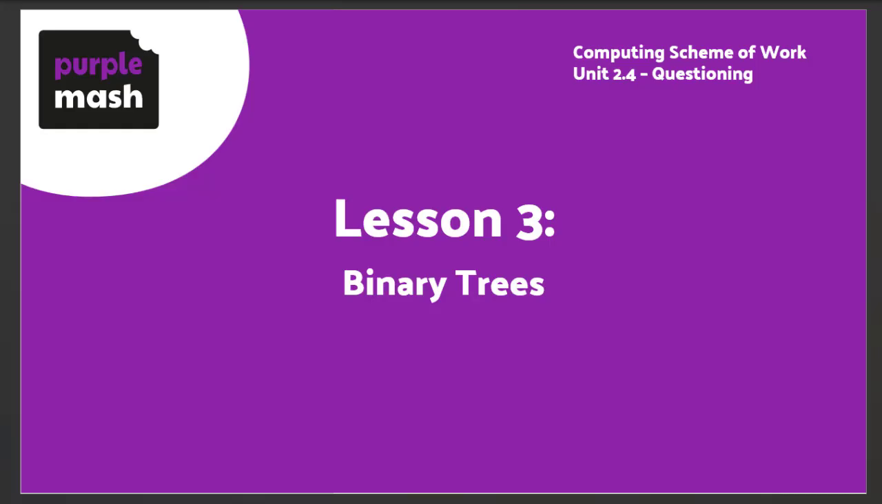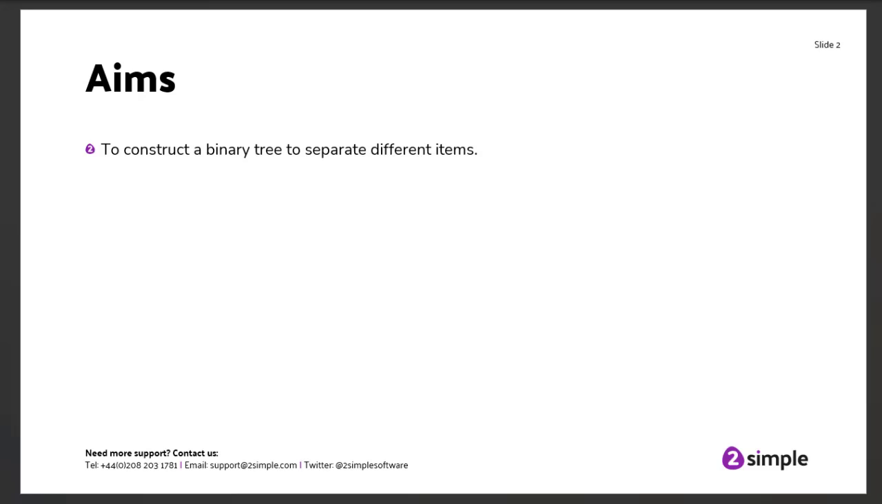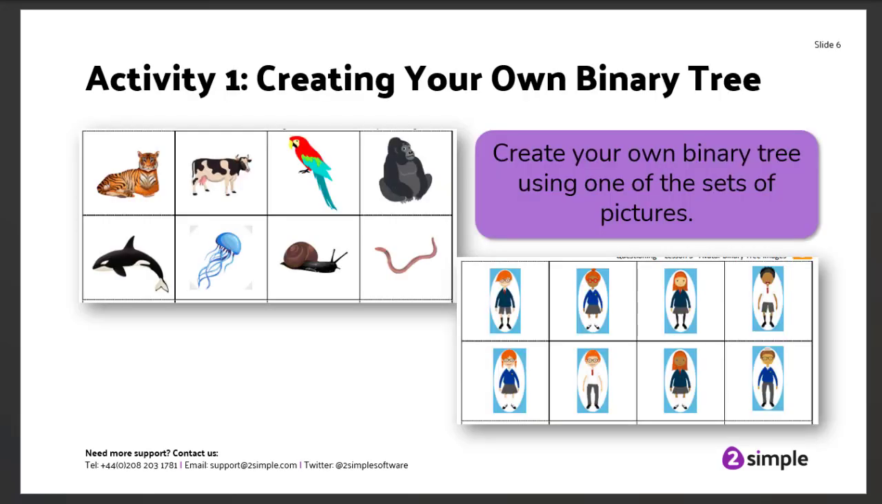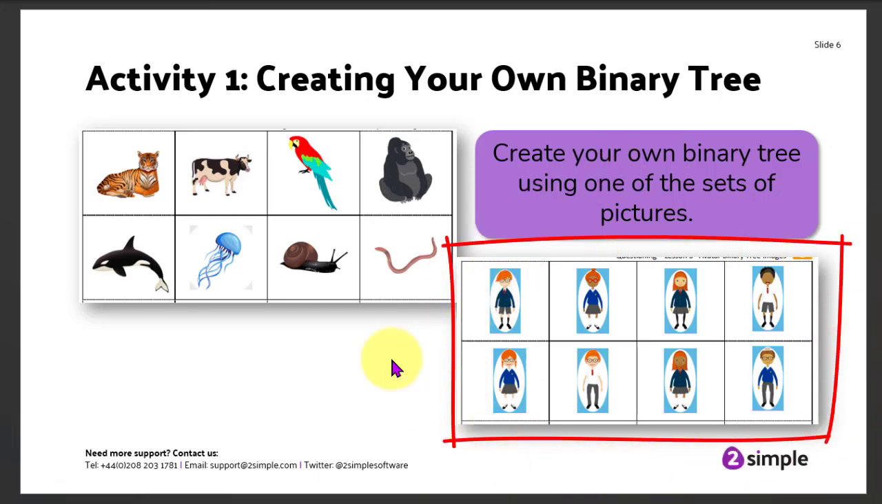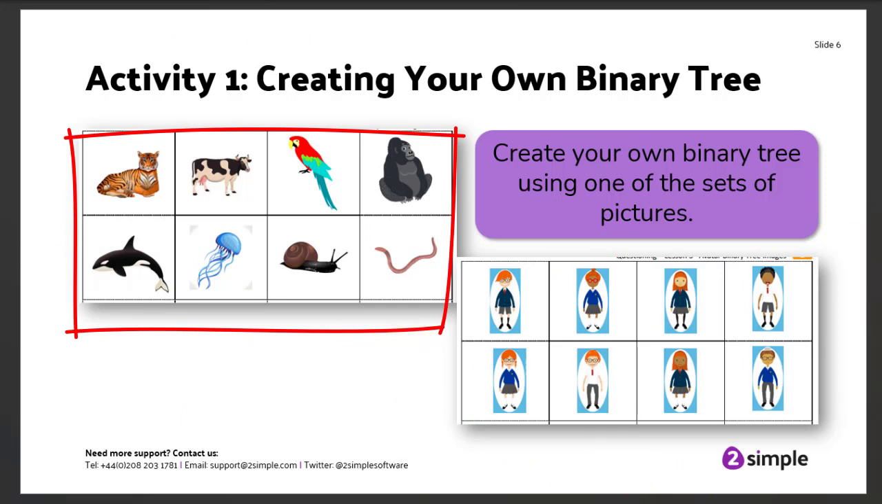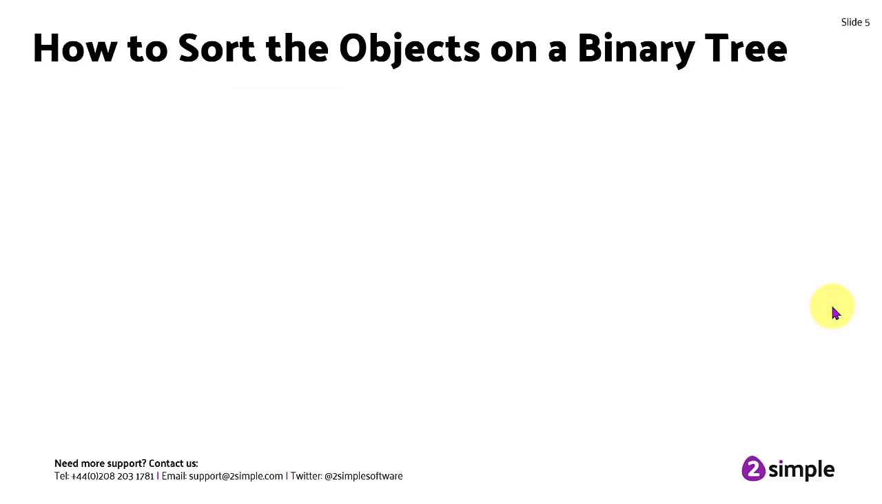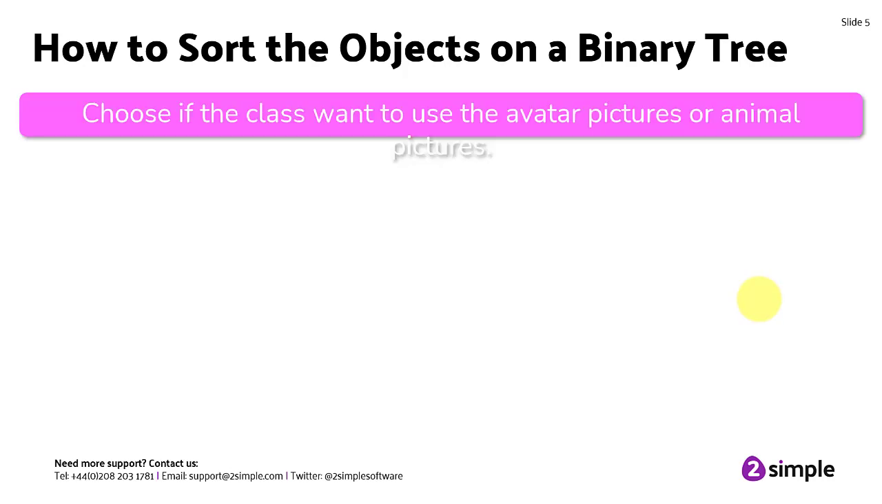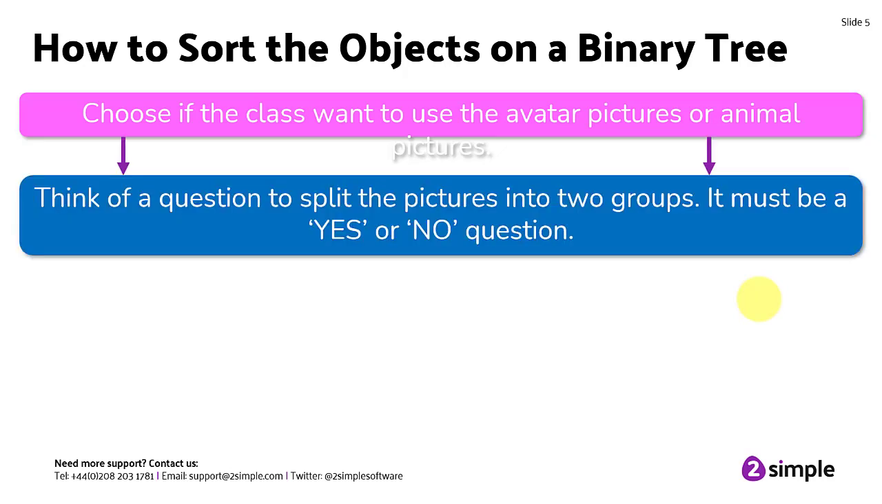So in lesson number 3, where children begin to explore and construct their own binary tree using the tool To Question, you can either use the avatars from the previous lesson 2, or you can use the animal cards. So in lesson 3, the children will be guided through how to begin creating their own binary tree, choosing whether they go with the avatars or the animal pictures, then thinking of a question and splitting the group of animals or avatars into 2 groups so that each of the questions will only have the answer yes or no.